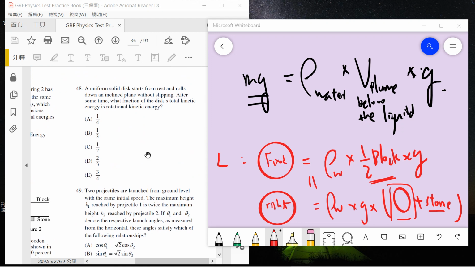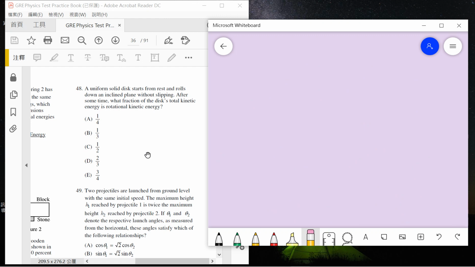Okay, so 48, a uniform disk starts from rest and rolls down the inclined plane without slipping. After some time, what fraction of the disk's total kinetic energy is the rotational kinetic energy? Okay, so you need to remember some formulas. Let me remind you. Basically, you can find the rotational energy, and you find the disk's total energy, and you take their ratio. Then this is the answer.